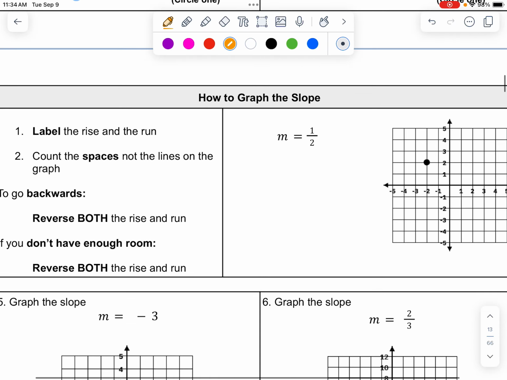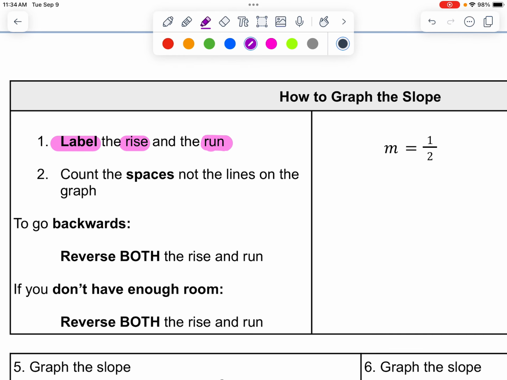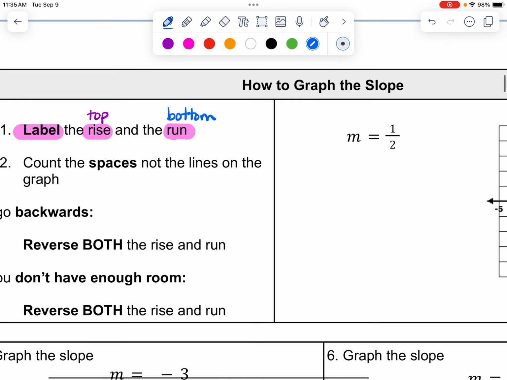The other thing we need to learn how to do today is to graph the slope. I might give you a slope and say, hey, please add some points to the graph using this pattern. There are a few steps to this process. First, you're going to label the rise and the run. Now, as a quick reminder, the rise is always the top number, and the run is always the bottom number. So, for example, if this is my slope, I might say that the rise is 1 and the run is 2.